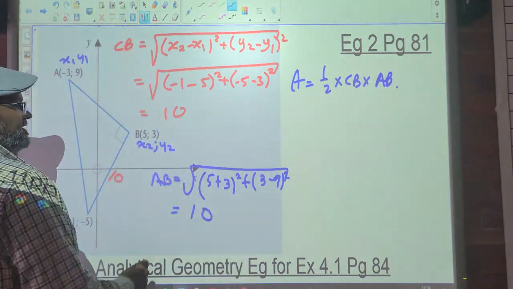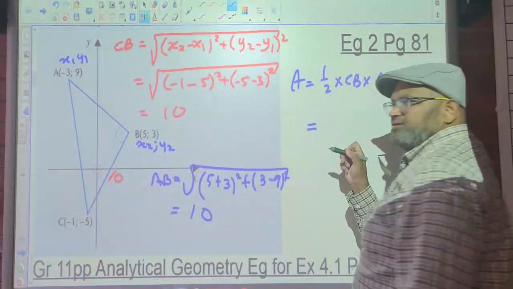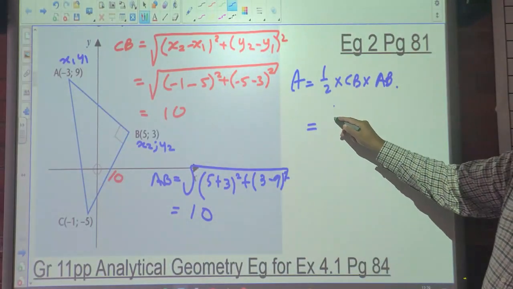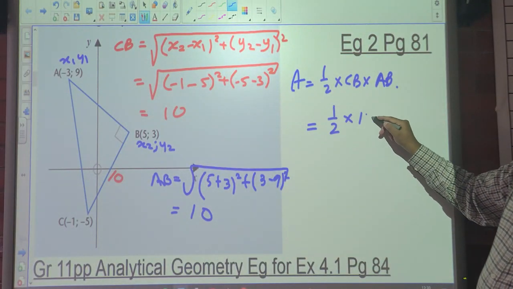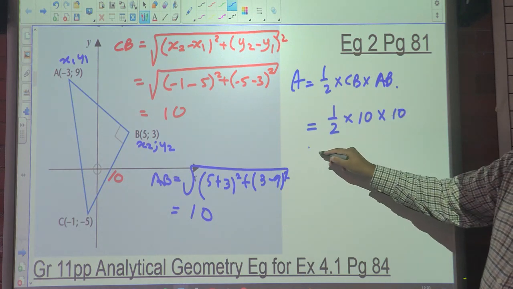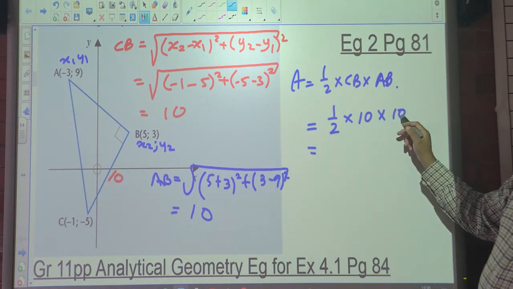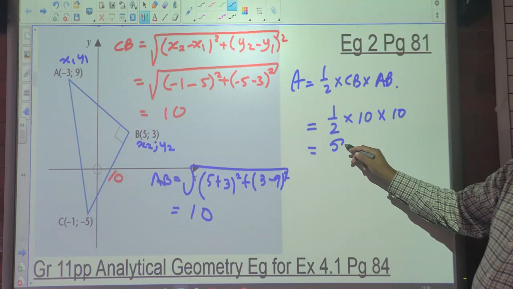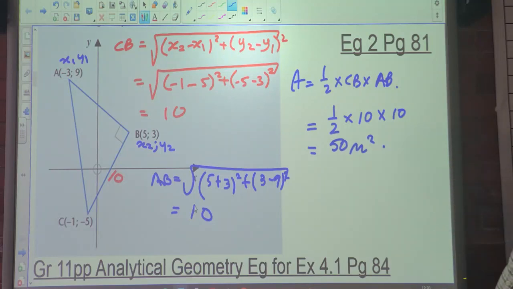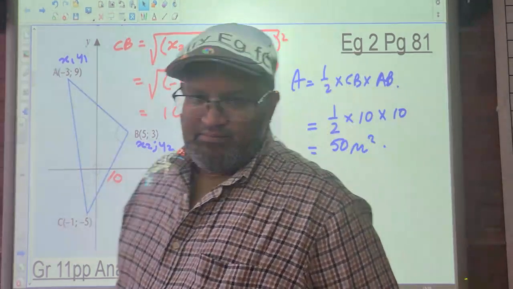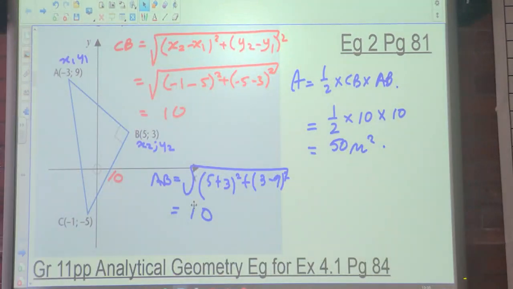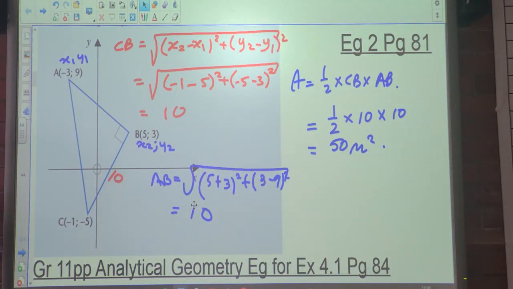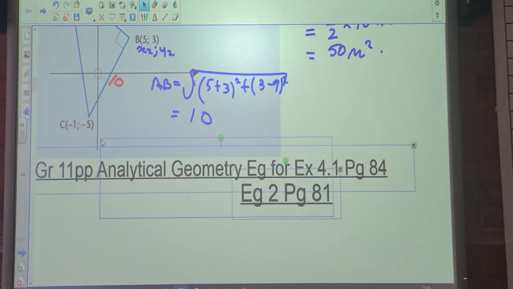People, do we have enough information now to calculate the area? Yes. Okay, so it will simply be half times 10 times 10. So 10 times 10 is 100, half of that is 50 units. Okay. Yes. Any confusion there? Let's go to example 3.